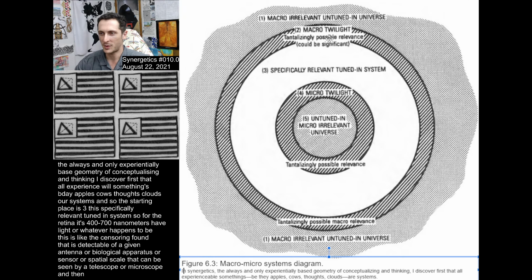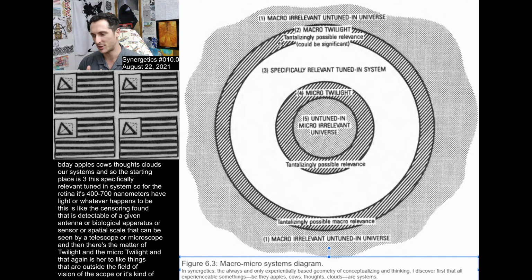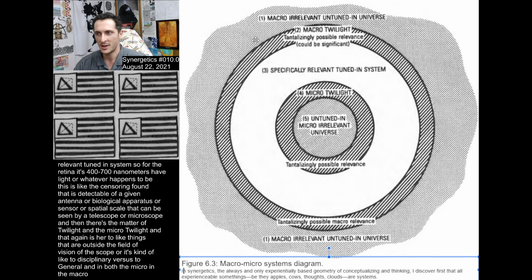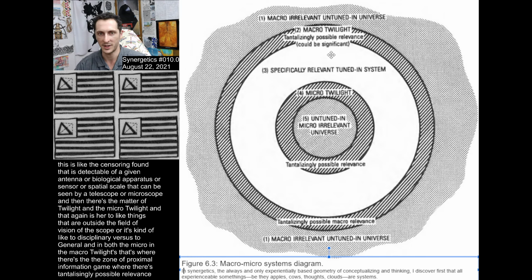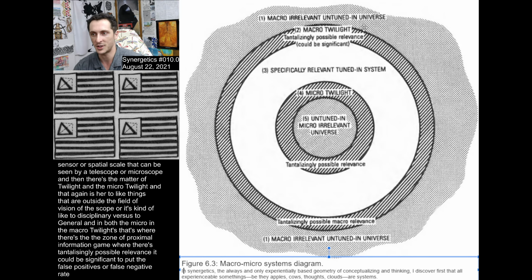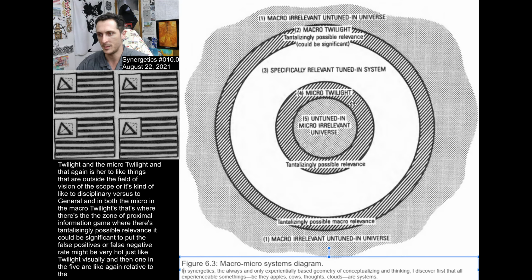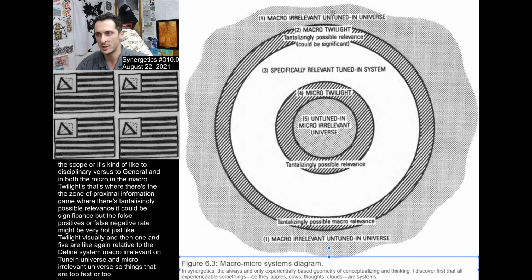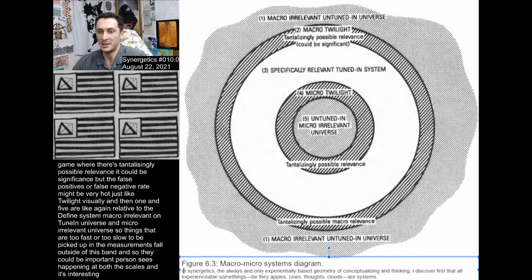And then there's the macro twilight and the micro twilight. And that, again, is sort of like things that are outside the field of vision of the scope, or it's kind of like too disciplinary versus too general. And in both the micro and the macro twilights, that's where there's the zone of proximal information gain, where there's tantalizingly possible relevance. It could be significance, but the false positive or false negative rate might be very high, just like twilight visually. And then 1 and 5 are like, again, relative to the defined system, macro irrelevant, untuned-in universe, and micro irrelevant universe. So things that are too fast or too slow to be picked up in the measurement fall outside of this band. And so there could be important processes happening at both these scales, and it's an interesting question how we deal with that.